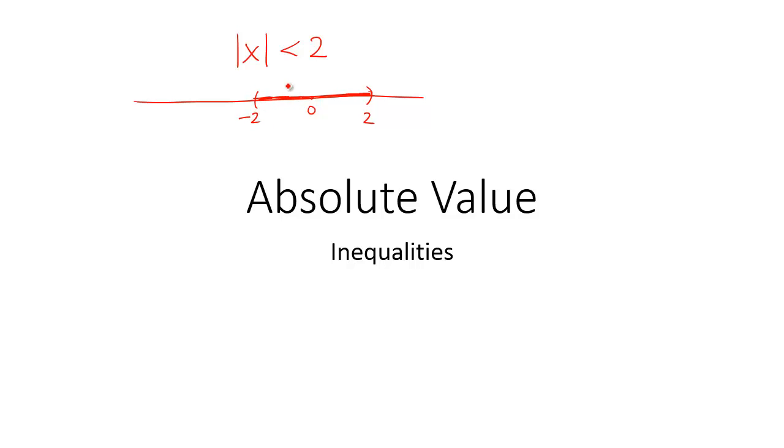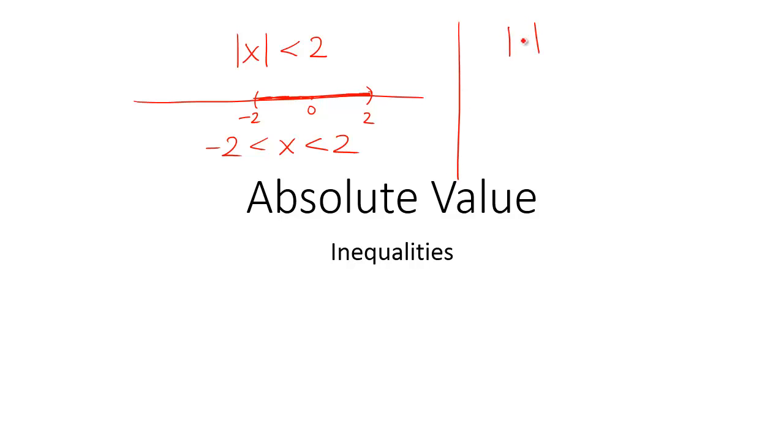So you'll notice that the absolute value of an expression, if it's less than a number, it'll be between the positive and the negative of that number. So that would result in x being between -2 and 2.